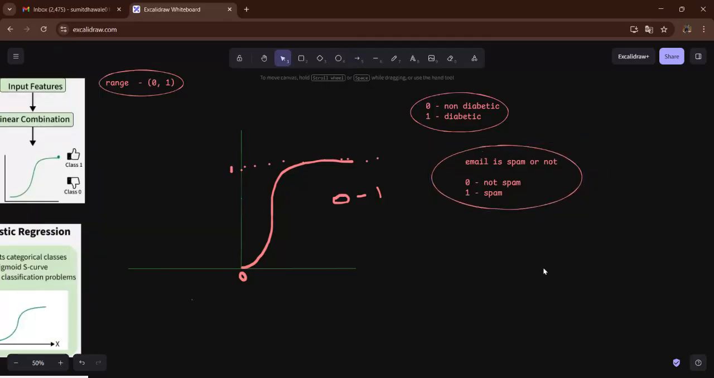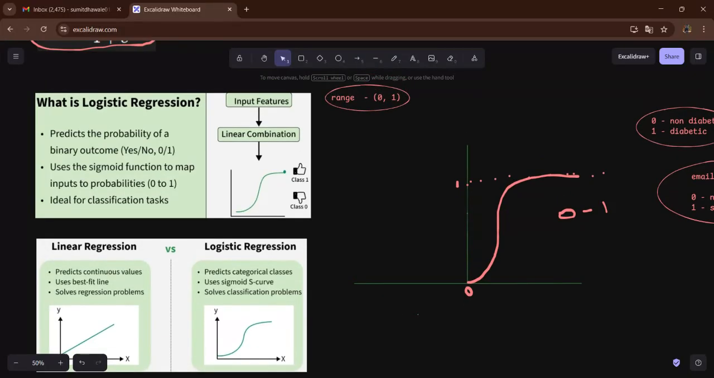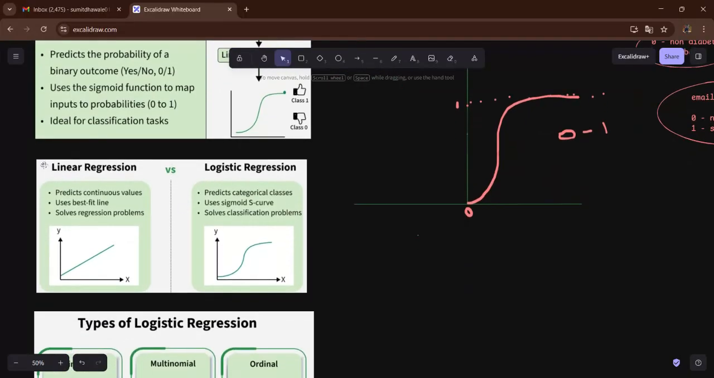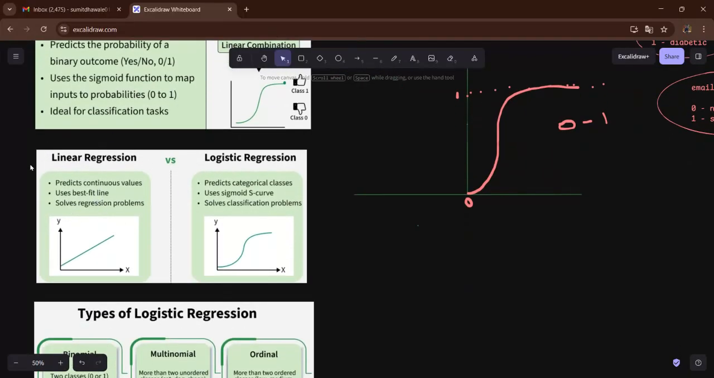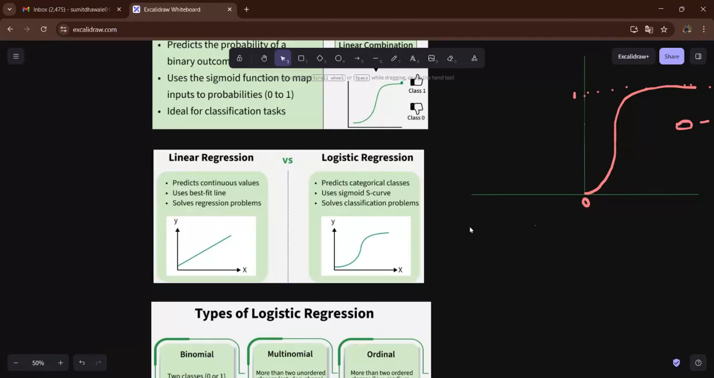0 1, true false, spam not spam, pass or fail. So in such use cases, logistic regression works. Okay, so you can see in the next picture over here, linear regression versus logistic regression. What is the main difference between linear regression and logistic regression?